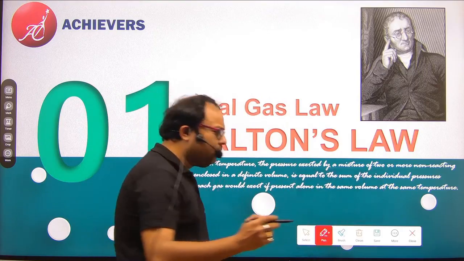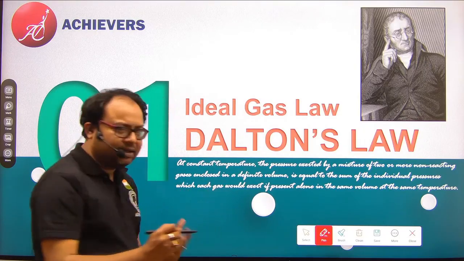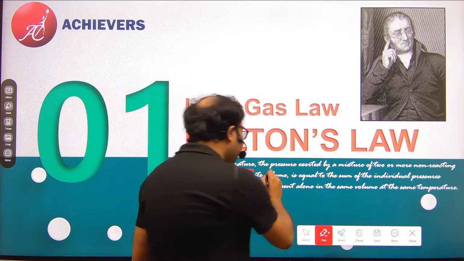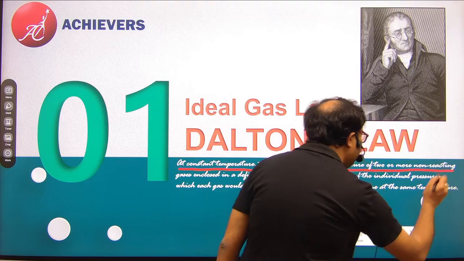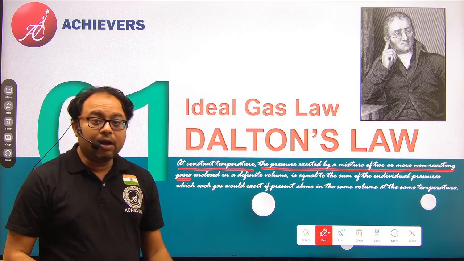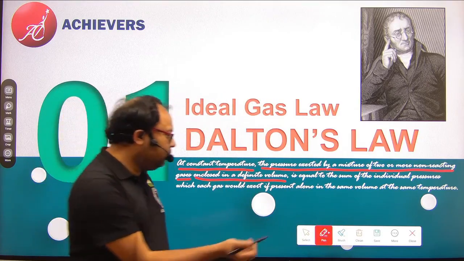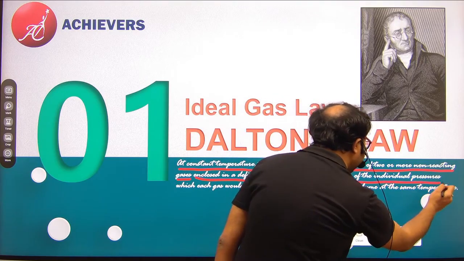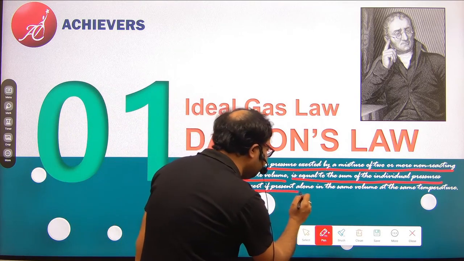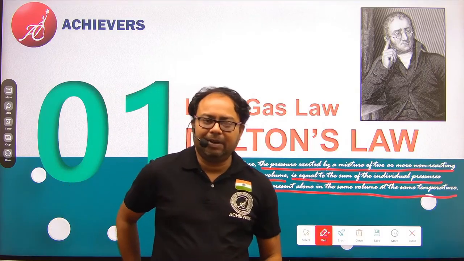So, according to the formal statement of Dalton's law, it's stated as: at constant temperature, the pressure exerted by a mixture of two or more non-reacting gases enclosed in a definite volume is equal to the sum of the individual pressures which each gas would exert if present alone in the same volume at the same temperature. So this is the formal statement.